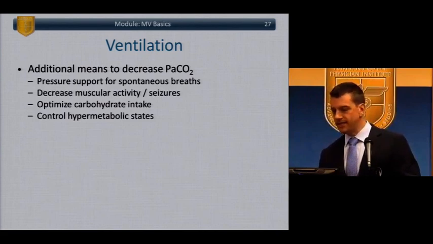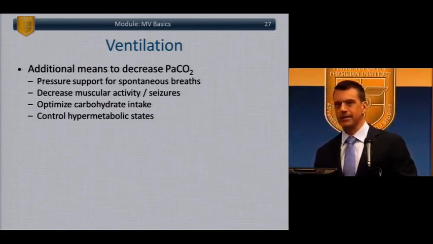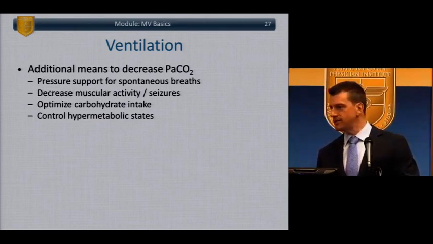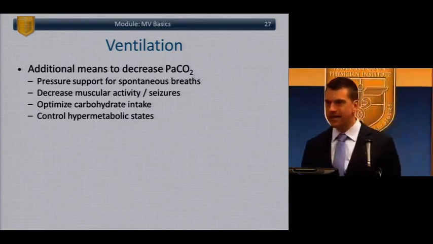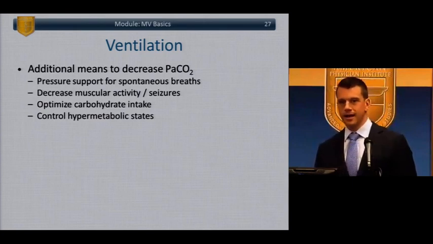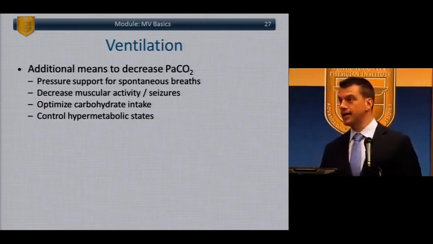There are additional means to decrease CO2. Pressure support for spontaneous breaths, and this means when they're on the ventilator, you give them a little more assistance when they're breathing on their own. You can decrease muscular activity in seizures, sometimes paralyzing a patient if they're in status, stopping the seizures. So this is solving the problem on the production end.